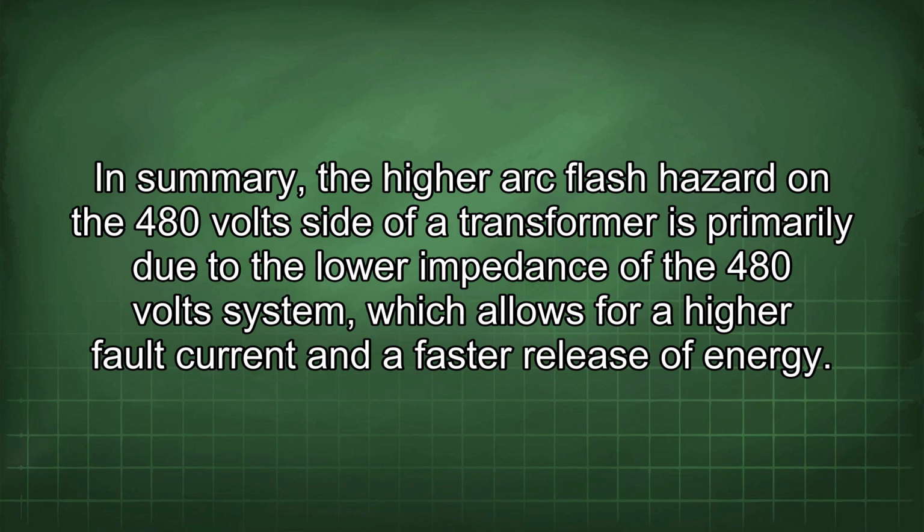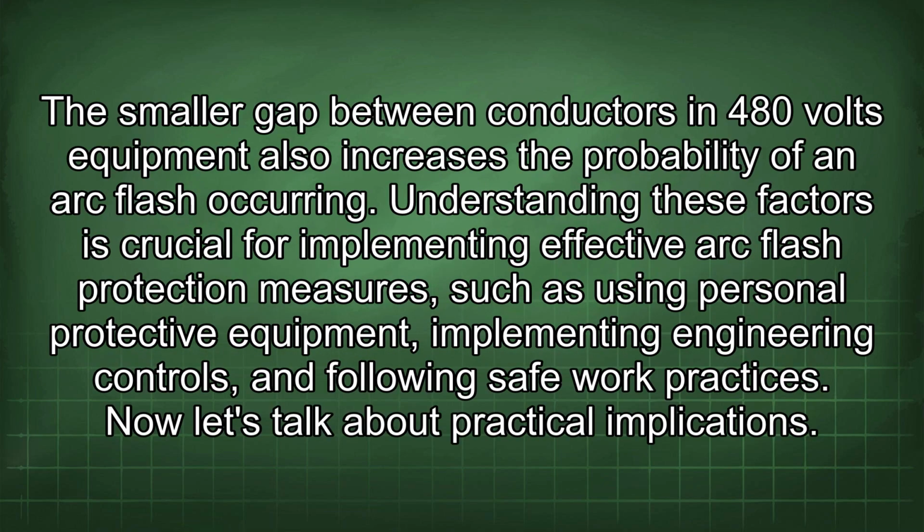In summary, the higher arc flash hazard on the 480 volts side of a transformer is primarily due to the low impedance of the 480 volt system, which allows for a higher fault current and the faster release of energy. The smaller gap between conductors in 480 volts equipment also increases the probability of an arc flash occurring. Understanding these factors is crucial for implementing effective arc flash protection measures, such as using personal protective equipment, implementing engineering controls, and following safe work practices.